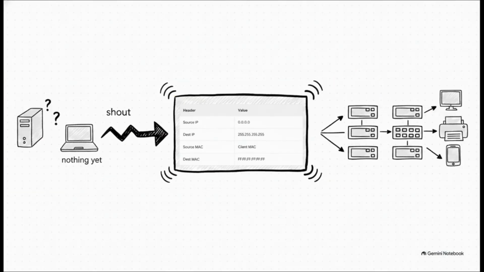What's really interesting is how that shout is formatted in the packet header. Look at the source IP. It's 0.0.0.0, because, well, the client has absolutely nothing yet. The destination IP is 255.255.255.255, which is the universal broadcast address. It uses its own physical MAC address as the source, but the destination MAC is all Fs. That ensures every single switch and device on the LAN processes this discovery request.